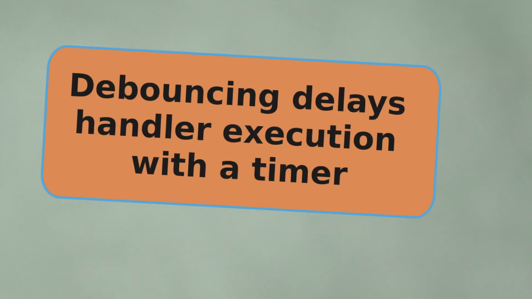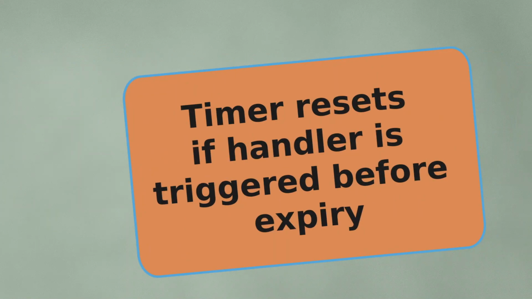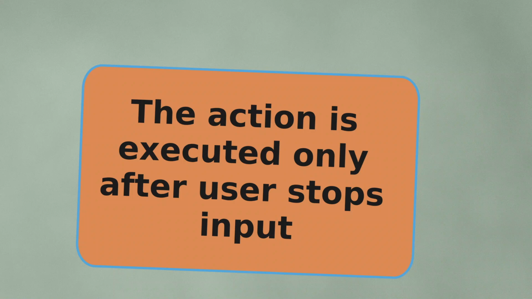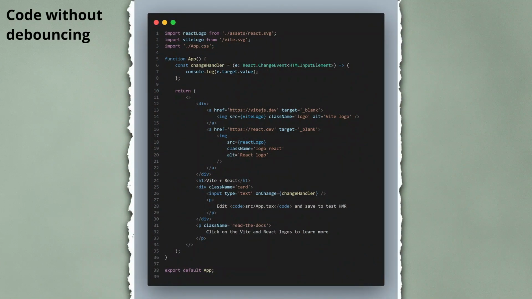Debouncing delays the execution of the change handler or click handler by starting a timer. The timer is typically set for a specific duration, such as a few hundred milliseconds. If the event handler is fired before the timer expires, the timer is reset. This ensures that the actual action is executed only when the user stops typing. But enough talk, let's take a look at how we can implement this in React.